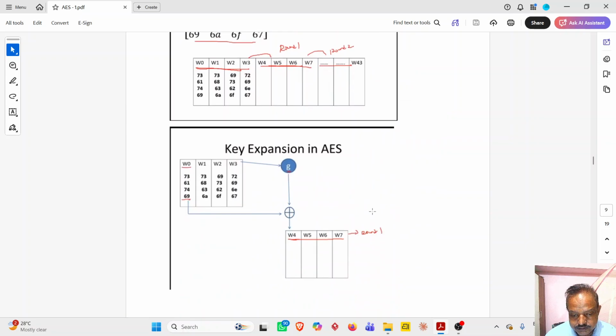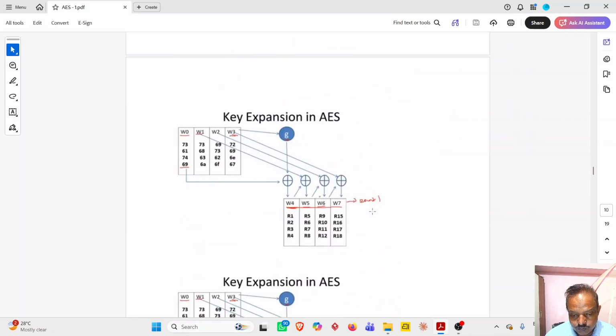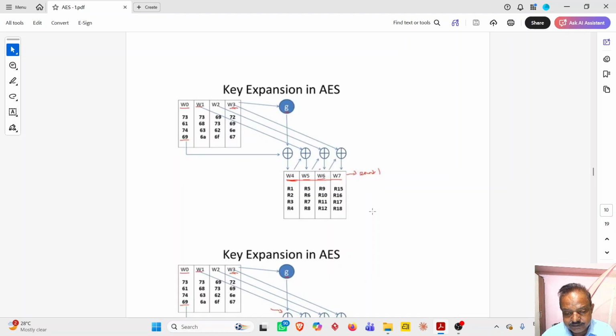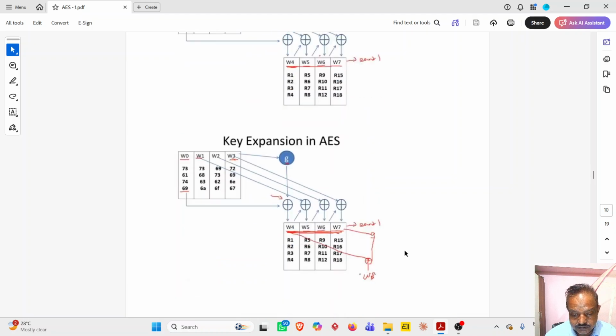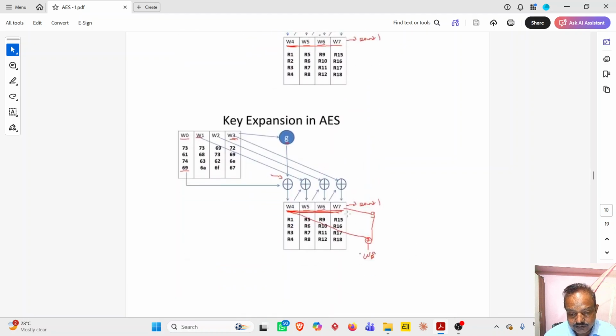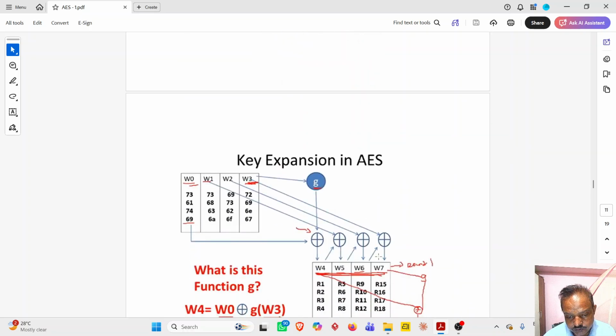Then we have to go for this W8. How to go for this W8? See, I take the function g here. I take the function g of W7, because these things we already found applying the formula in round 1. Okay. So this g of W7, what is the g function? I'm not going to explain anything about it at this time. So G of W7, what you get, you make exclusive OR with the W4. Okay, what you find is W8. Okay, that I show here.